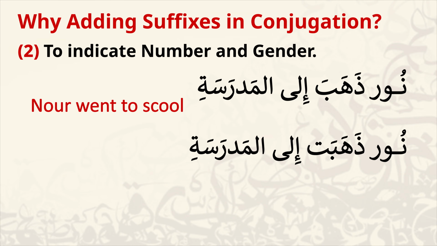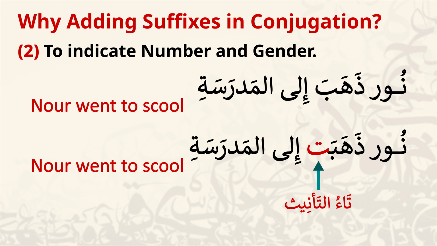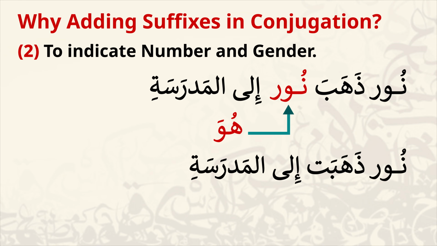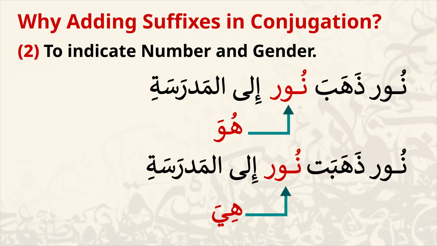We know by looking at verb conjugation. The second one contains تاء التأنيث, which is a consonant ta to indicate feminine. So the second sentence is talking about a girl named Noor, while the first one is about a boy having the same name. And the subject of the verb is a hidden pronoun. Its estimation in the first sentence is هو, which was originally نور ذهب نور إلى المدرسة, and in the second one it's estimated as هي, which was نور ذهبت نور إلى المدرسة.